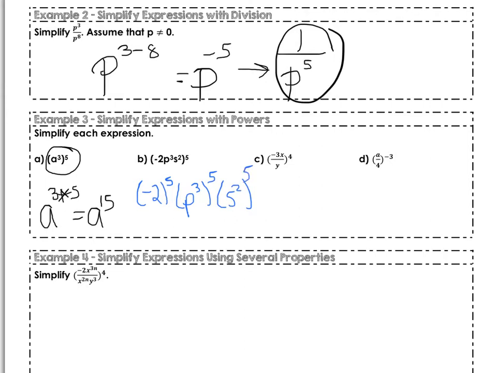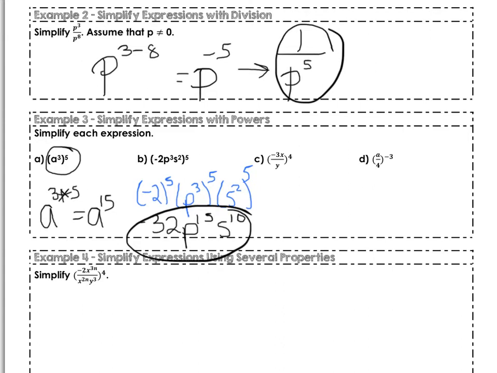So here, negative 2 to the fifth power, I have p to the third to the fifth power, and I also have s squared to the fifth power here. So negative 2 to the fifth power, that's going to get me negative 32. P to the third to the fifth is going to get me p to the 15th. S squared to the fifth is going to get me s to the 10th, and ta-da, there's my final answer.